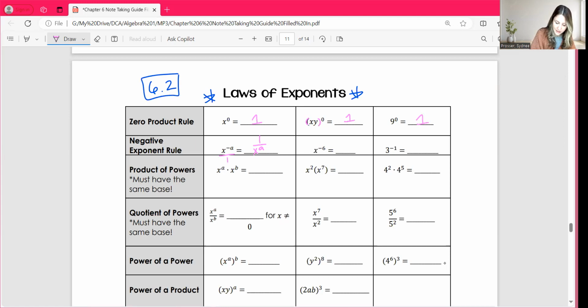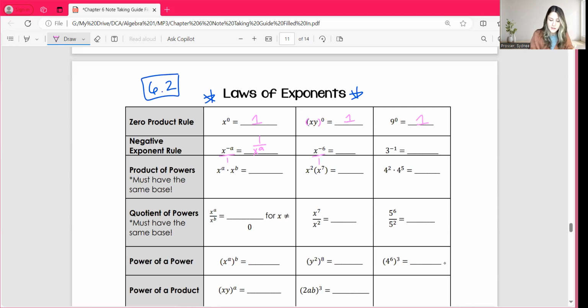Let's check it out again. We've got x to the negative 6 over 1. I see a negative exponent, I move it to the denominator, and it becomes positive. Now there's nothing left in my numerator because there was nothing else in this expression. We can do it again: 3 to the negative 1 over 1. I take that whole expression that has a negative exponent and move it to the denominator, and it becomes a positive exponent.